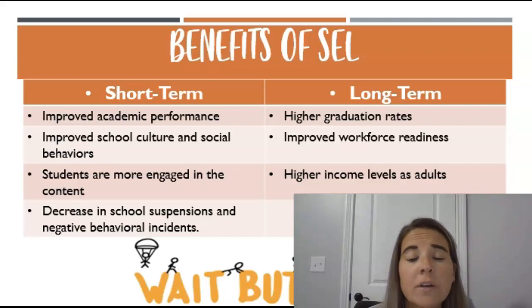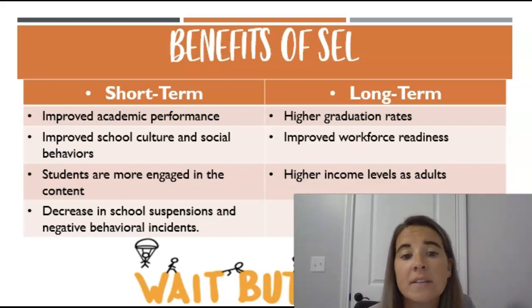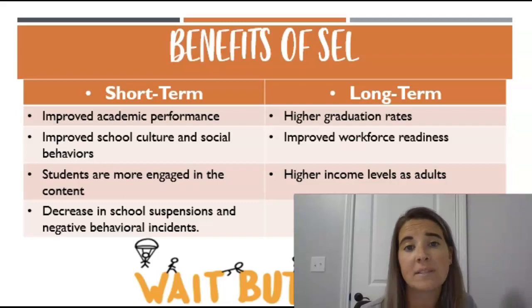So short term, we are seeing improved academic performance. Students are trying harder. They're doing better in their classes. We're going to see an improved school culture and social behaviors. This is something that can really help us out here in our virtual school. We want our students to be more sociable, right? We want them to be more comfortable talking to us, talking to their peers. This will be really helpful.